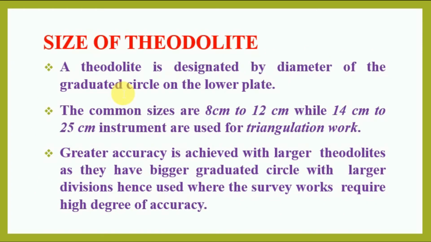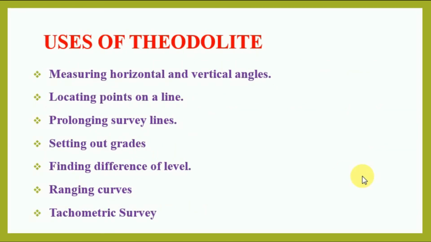Size of theodolite is designated based on the diameter of the graduated circle on the lower plate. Commonly we use 8 cm to 12 cm diameter of lower plate, but for greater accuracy we use 14 cm to 25 cm for any triangulation works. Use of theodolite: generally it is used for measuring horizontal and vertical angle, locating points on a line, prolonging survey lines, setting out grades, finding difference of level, ranging curves, tachymetric survey.